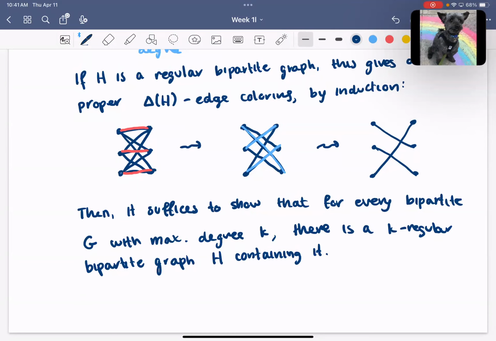Right, so if we are able to show that there is a K-regular bipartite graph H containing it, then that H has a proper K edge coloring, and using those exact same colors, I can look at the graph G inside of H, and that will produce a proper K edge coloring of G. Does that make sense? Okay, so this is all we have to argue at this point.